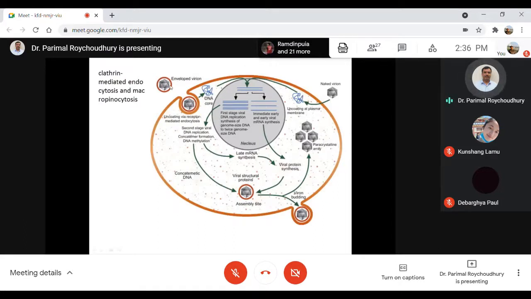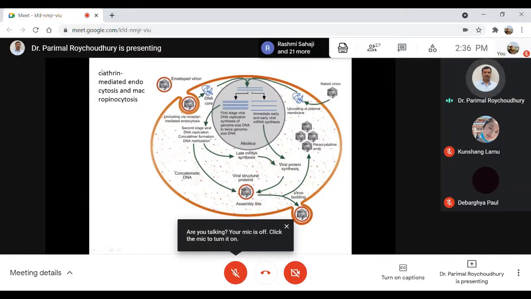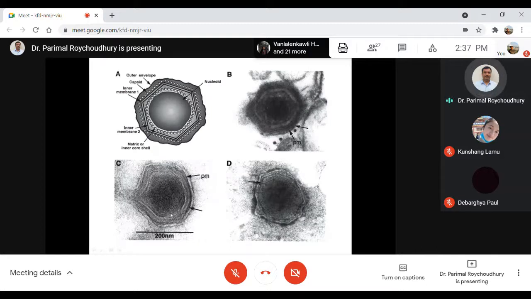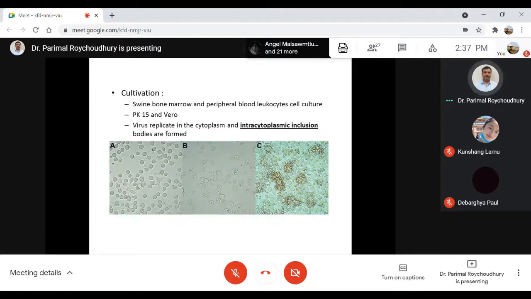So, it also enters through macropinocytosis that we discussed earlier, a receptor-mediated endocytosis process, and then the nucleic acid goes to the nucleus, and there the genomic replication and messenger RNA transcription take place. The other parts of synthesis and assembly take place in the cytoplasm, and again they come out through the budding process as a mature enveloped virus. This is a schematic, and these are the real transmission electron microscopy images of the poxviruses. Basically, they have icosahedral symmetry, and they possess an envelope, right?